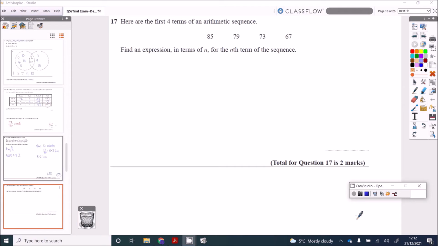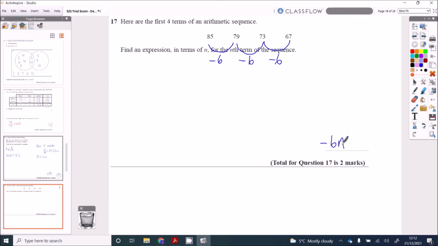Now, question 17, find an expression in terms of n for the nth term of the sequence. So you've just got to learn this routine, guys, okay? How do we go from 85 to 79, 79 to 73, 73 to 67? We are taking away 6 each time. So step 1 for the nth term is to write down minus 6n. Now step 2, we need to make an adjustment. So think about which would be the 0th term. If you were going to go and add another number to the front of the sequence, what would it be?